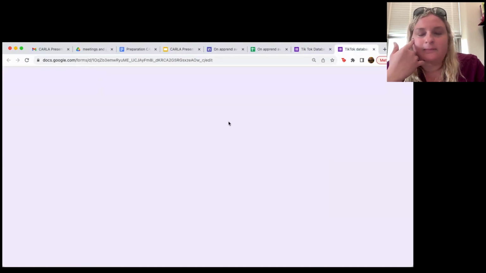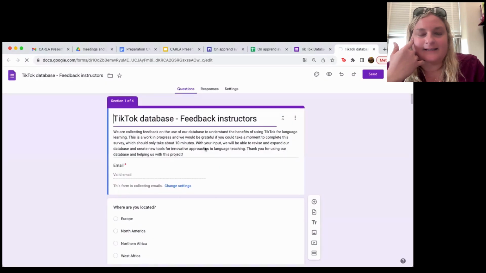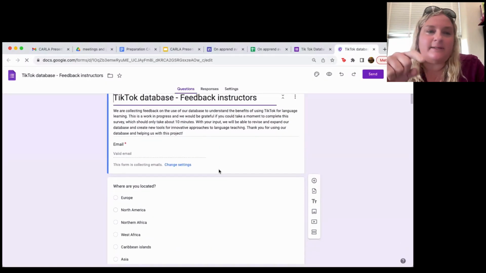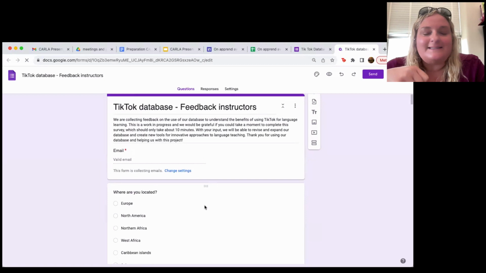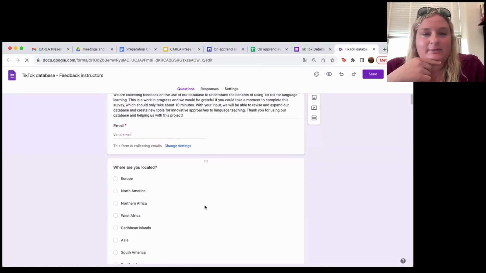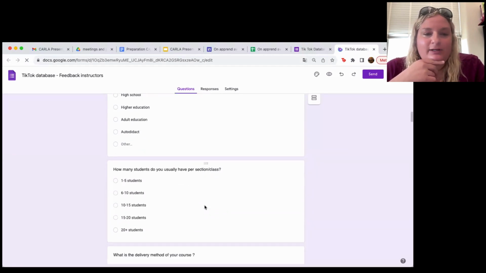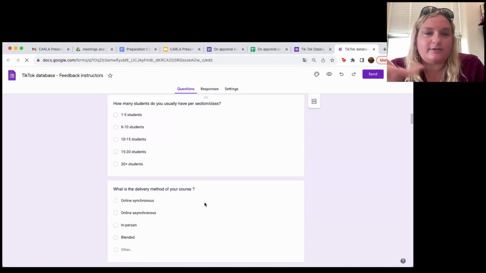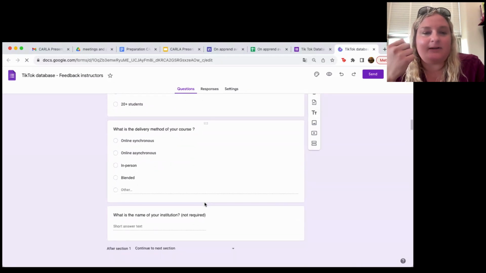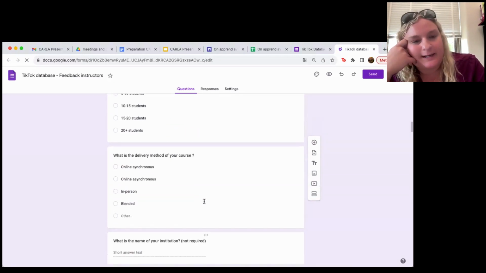So the feedback form is linked on our website. There it is. And we're showing you the back end so that we don't actually have to answer it to go through it. But what it does is it asks a little bit of background information about you as a user. We're interested in knowing where you are, what kind of French you're teaching in terms of level or in terms of learning community, how big your group is, what the modality of your class is.